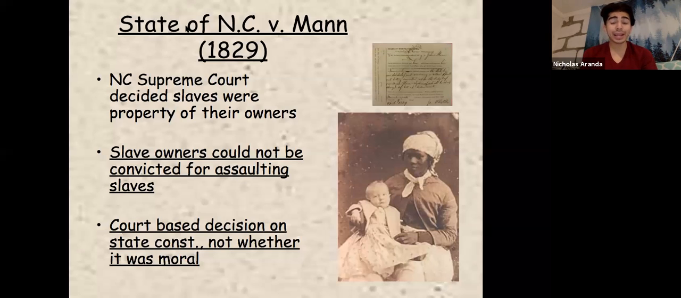A court case from 1829. It's also really important because it kind of establishes the language of the law of the land as it pertained to Black individuals during the antebellum South, during slavery, and definitively codifies into law for the South that Black individuals are property in 1829.